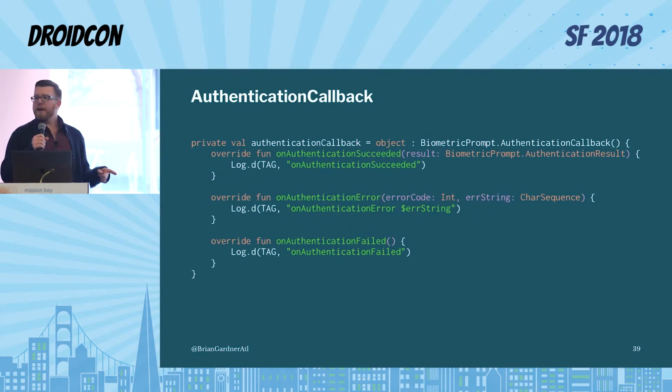Another nice thing is the authentication callback has lost one of the methods. There is no longer an authentication help method. Since the biometric prompt handles updating all of the text on the dialog itself, we don't really need that information anymore because the dialog handles it for us. So they got rid of the help since we don't have to do anything with it, but we still have the succeeded, error, and failed functions. They all work the same, still get the authentication result, still get the error code and error string in the error function. So everything should translate over pretty easily.